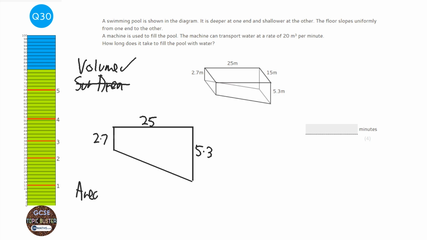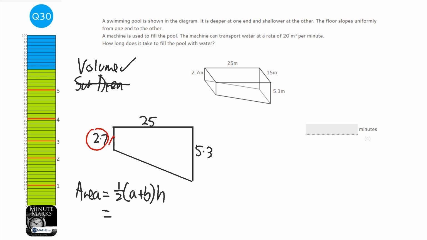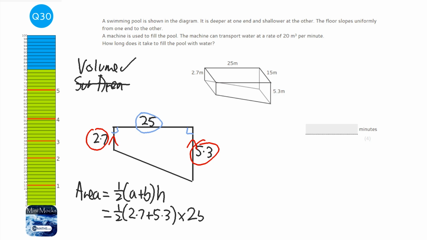So we've got to first of all work out the area. Now the area of a trapezium is half (A plus B) times H. Now A and B are always the two parallel sides, and then the height is the one that connects them at right angles. So the height is going to be 25 there. And all you're doing is working out the average of the two bases, the 2.7 and the 5.3. We're going to times that by 25.